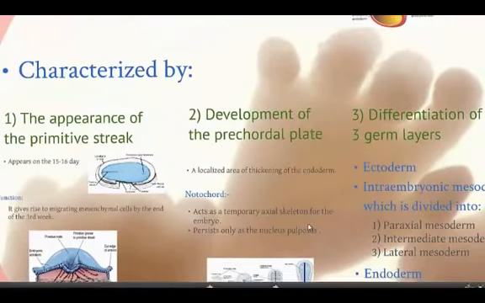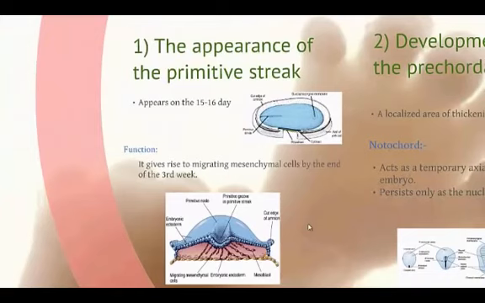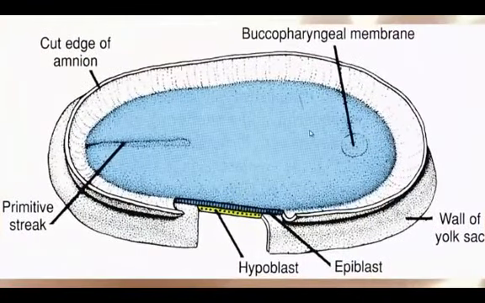Gastrulation is characterized by three things: 1. The appearance of the primitive streak. 2. The development of the precordial plate. And 3. The differentiation of three germ layers. Let's see the primitive streak first. The primitive streak is the first sign of gastrulation. It appears on the 15th to 16th day. It is a thickened band that appears in the caudal part of the dorsal aspect of the epiblast.